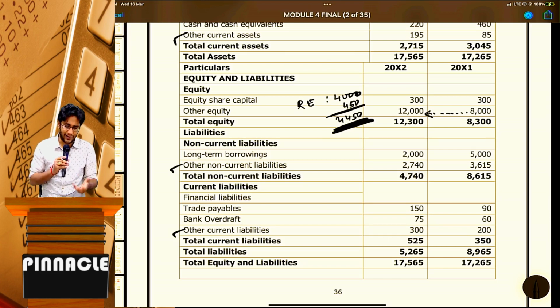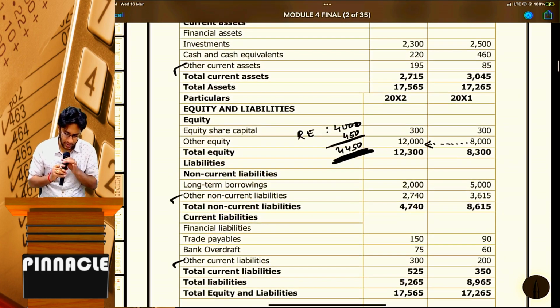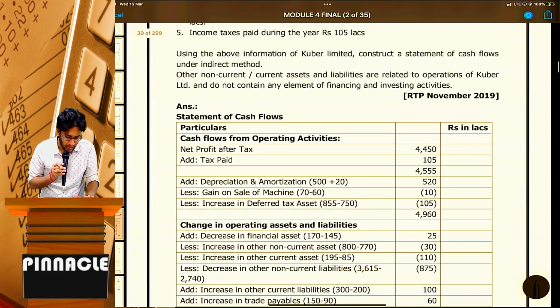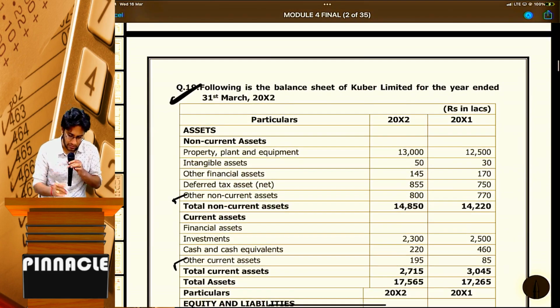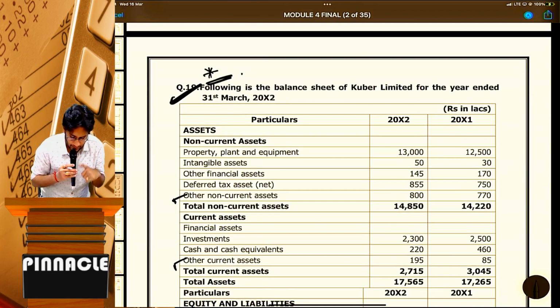See, other liability decreased from 3615 to 2740. Normally if nothing is given, it's understood that the liability is paid in the current year. When a liability is paid, which activity? The financing activity. But he's clearly telling that they are all related to operating items. So working capital adjustments will include them. Naturally, whatever has to happen will happen there. That's all. This is an RTP question, sir. Important.